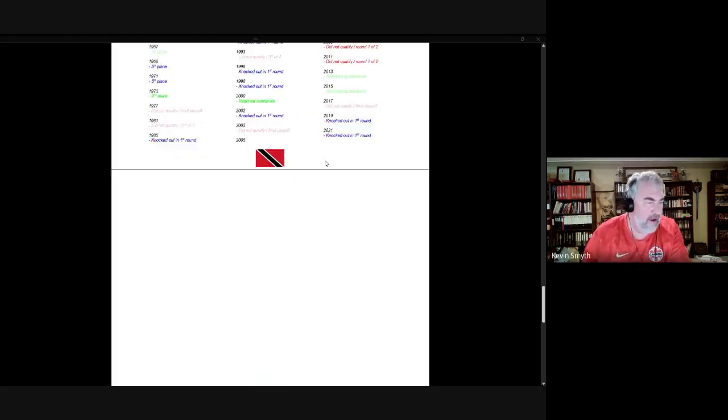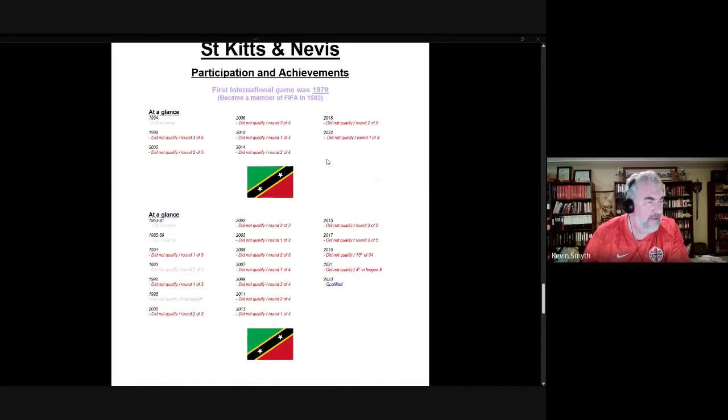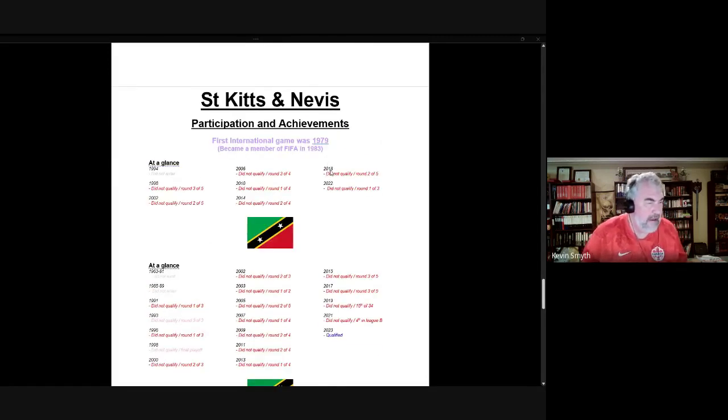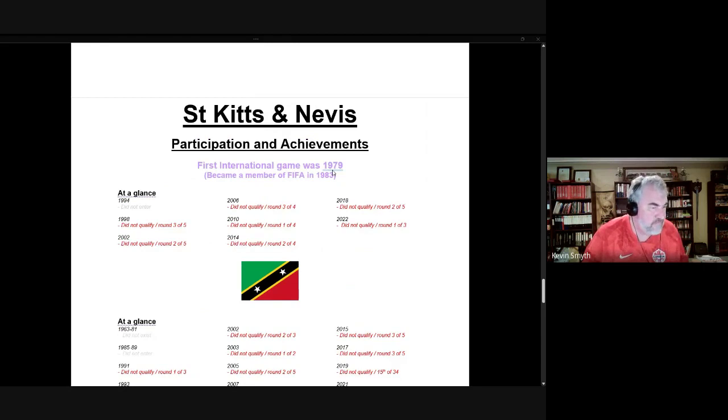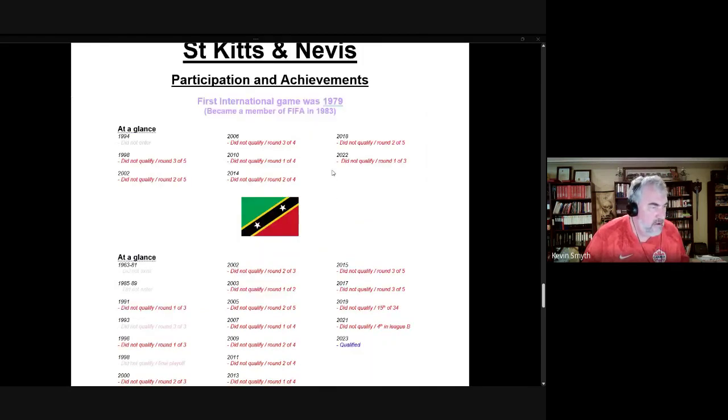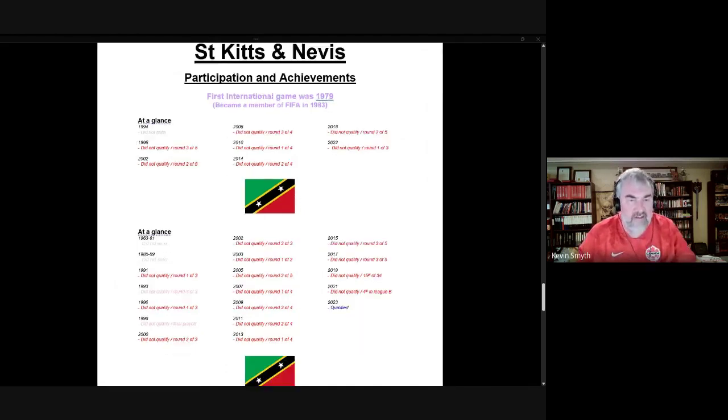And finally, we're able to include the team that qualified through the playoffs, that is St. Kitts and Nevis. Just let me organize the graphic a little bit. Okay. St. Kitts and Nevis are a difficult team to pin down.